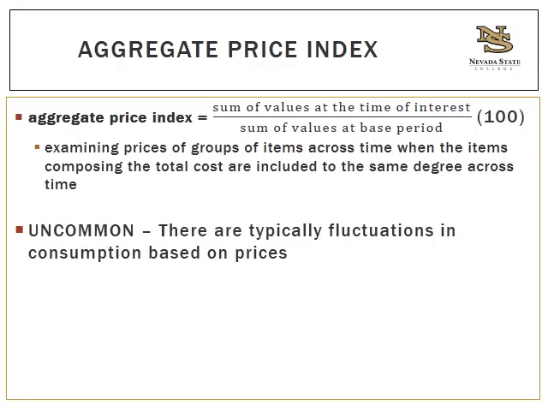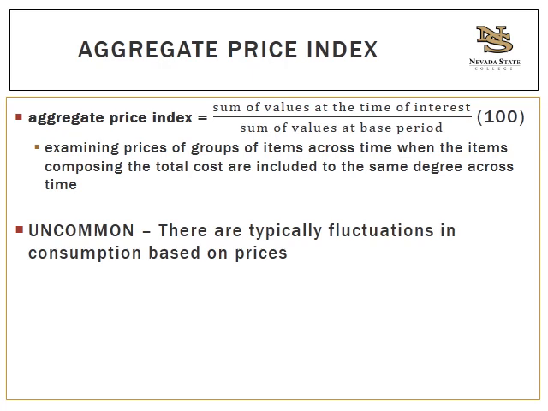So this is the most basic version of an aggregate price index, and this is basically where you just add up the values of everything you want to look at in the time period of interest, and then you divide by the values all added up at the base period, and then multiply that by 100. Now this is really an uncommon type of index because typically you don't have the exact same consumption rates of all the items that you're looking at across time.